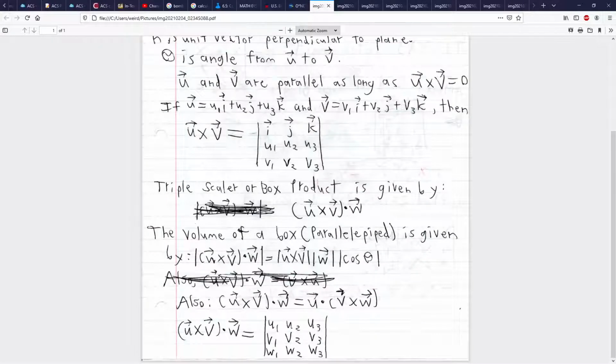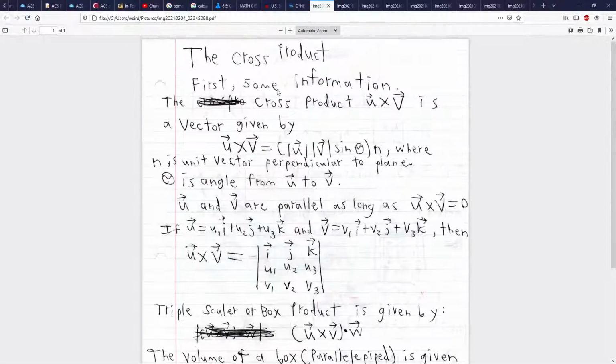So the triple scalar box product is given by u cross v dot w, and it's a scalar product. It has three different vectors, but you end up with basically the volume of a box if you get the magnitude of it, and it can be set up like a matrix like this as well. A 3 by 3 matrix, but a little bit differently. But it's not the most important thing ever.